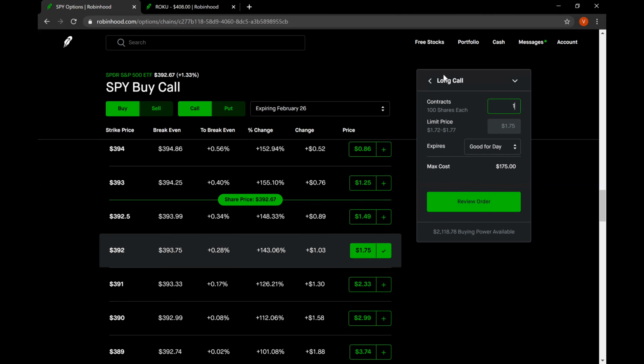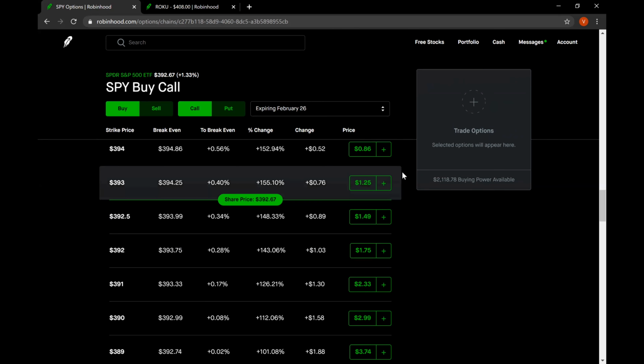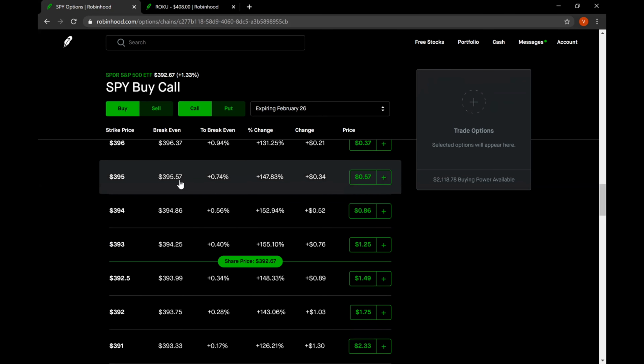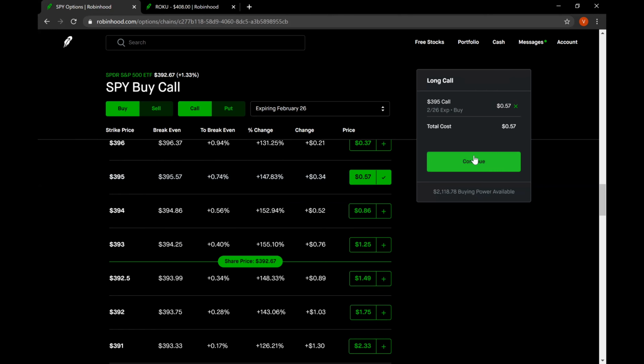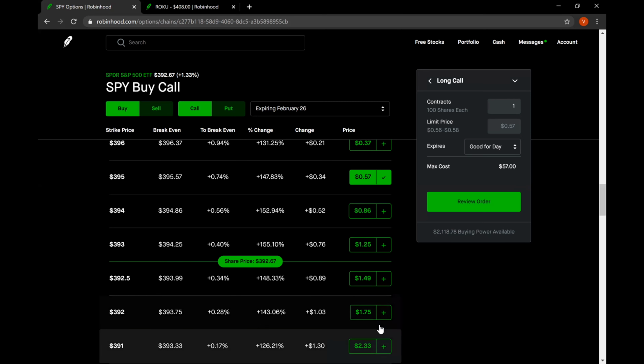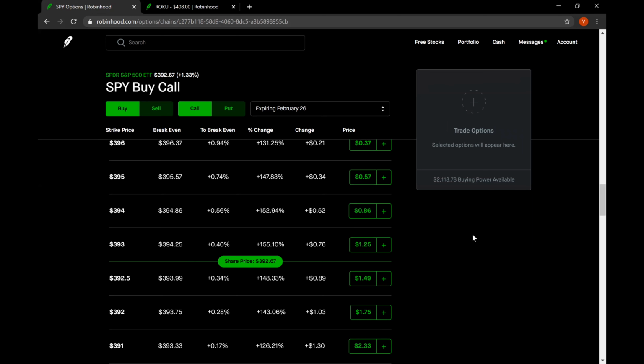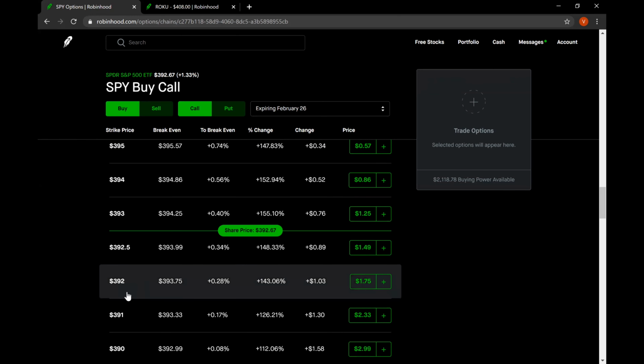So that was in the money. Let's say you want to buy out of the money because you can't afford it. Let's say you buy the $395 call option, which is out of the money. You click on the plus sign, you continue, and then to own one contract, it's only going to cost you $57. But in my words, it's going to be a little bit riskier than that in the money contract. So we're going to cancel this, and we're going to go back to the $392 call option.